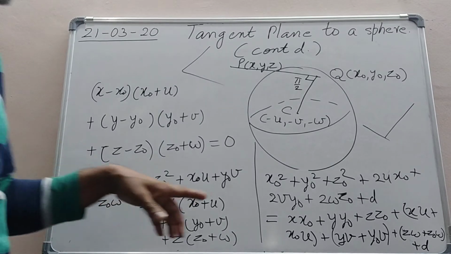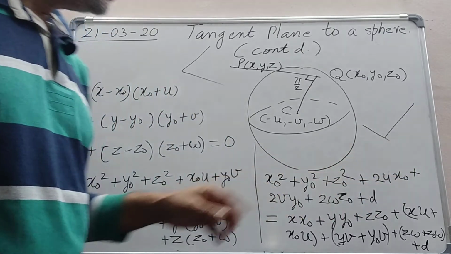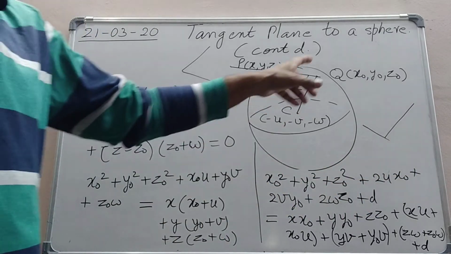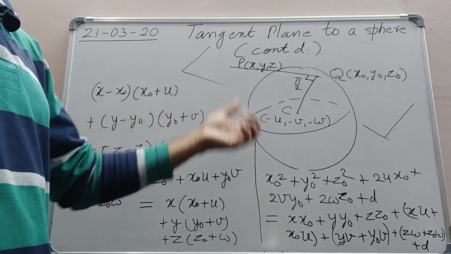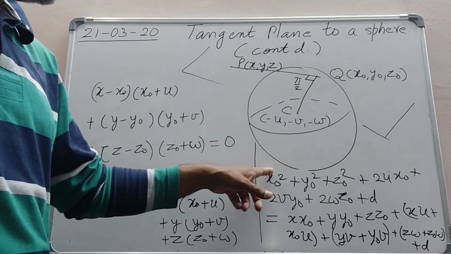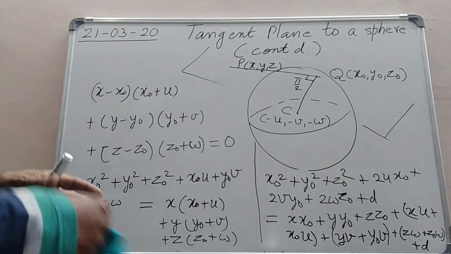So first note that the quantity that you see over here is 0. Why? Because x0, y0, z0 is a point on the sphere, and therefore it satisfies the equation of the sphere. Therefore the expression on the left hand side here is 0. Okay.